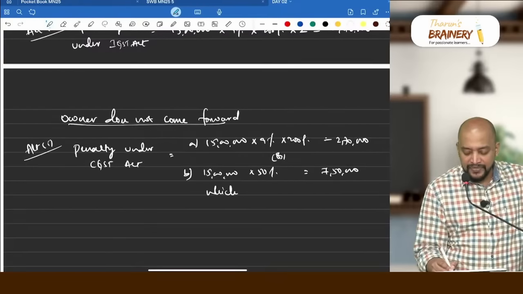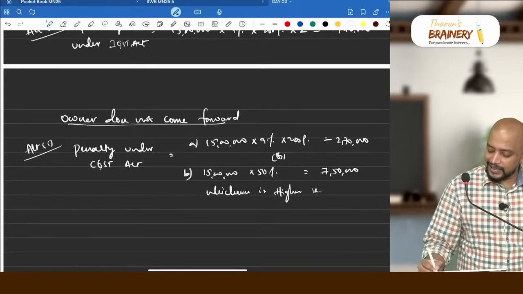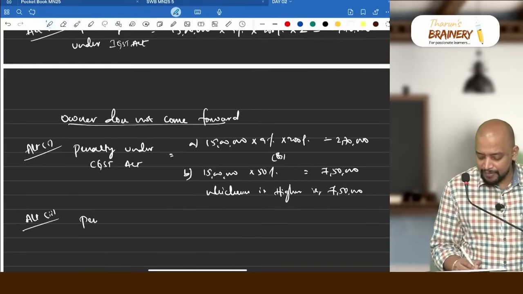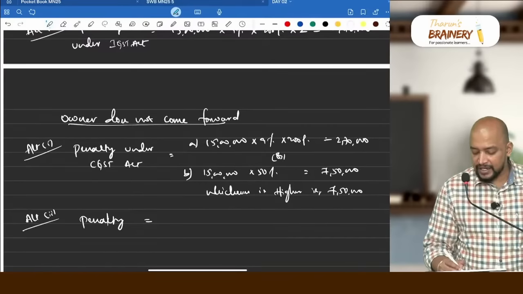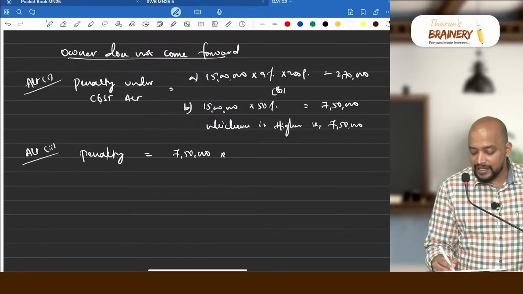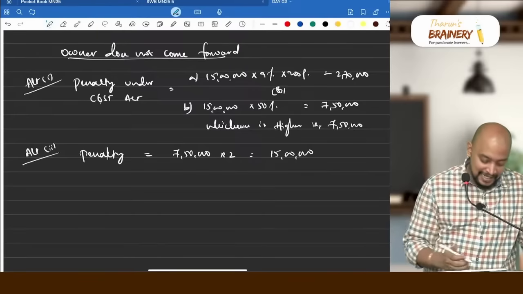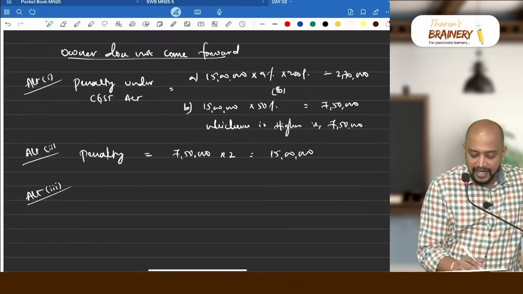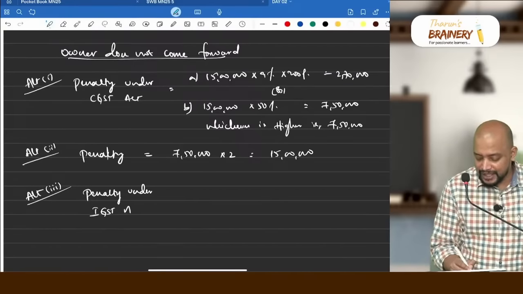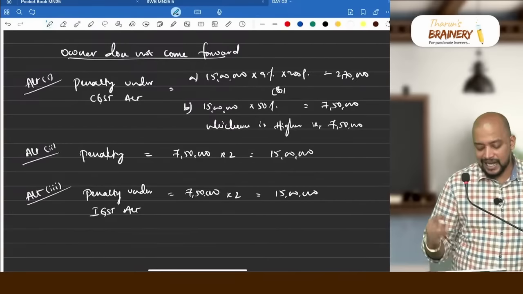So whichever is higher, that is 7,50,000. Suppose alternative 2, just compute the penalty, they did not specify anything. Then what do you do? The same computation, and that 7,50,000 you get, multiply with 2, that is 15 lakhs will be taken as a penalty. Means close to value of goods we are required to pay as penalty. And alternative 3, suppose they are asking compute penalty under IGST Act, then also we need to do the same way, take 7,50,000 and multiply with 2, that is 15 lakhs will be taken as the penalty.